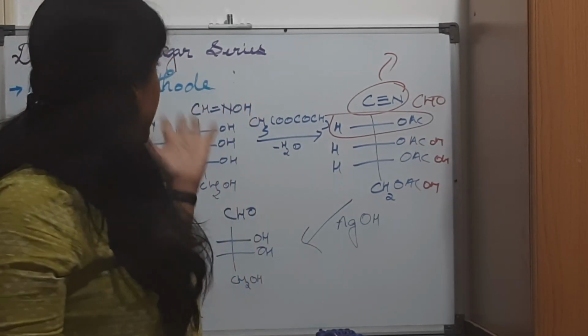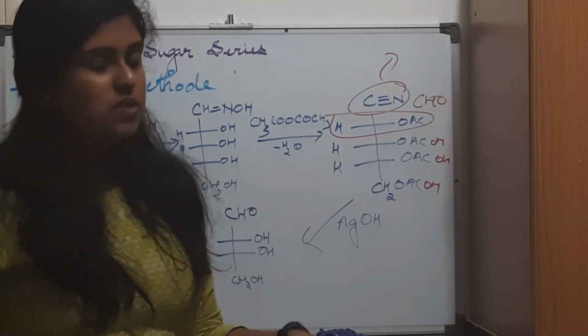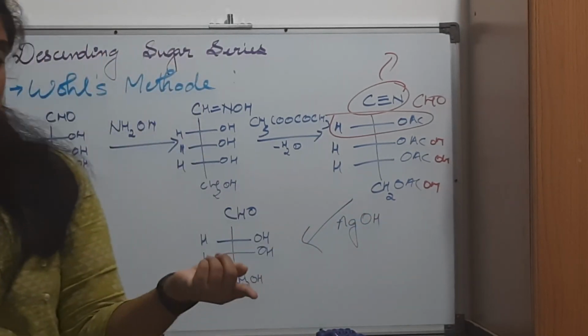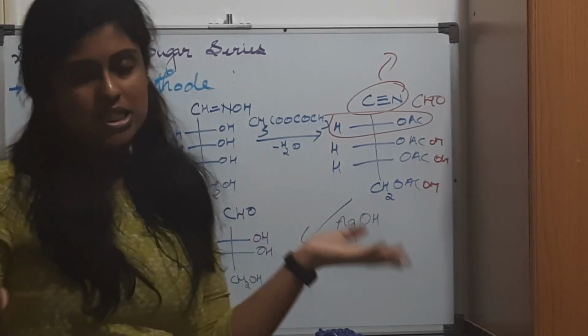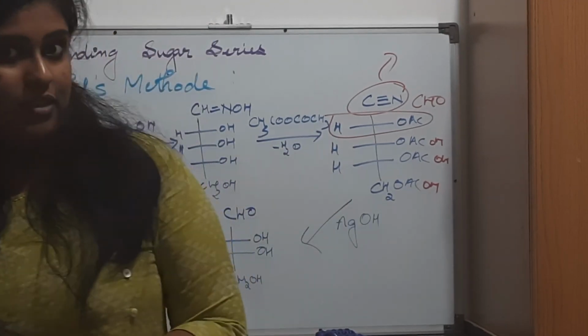So that is how Wohl's method acts for descending the sugar series. We learned about the Ruff method for descending the sugar series, and for increasing the sugar series, we learned the Kiliani-Fischer synthesis. So I hope you understood the content of this video.